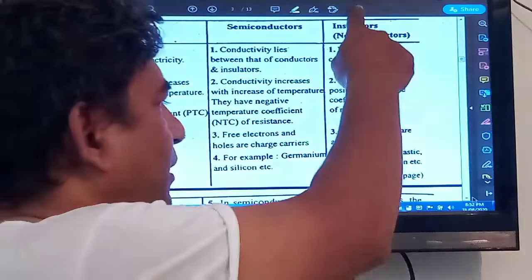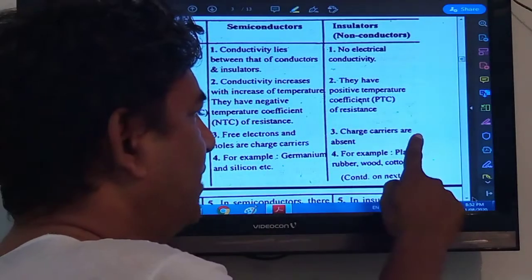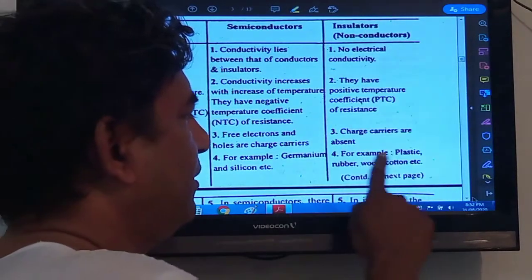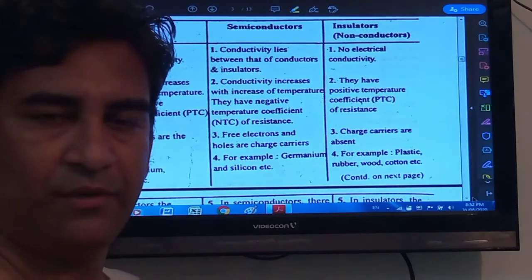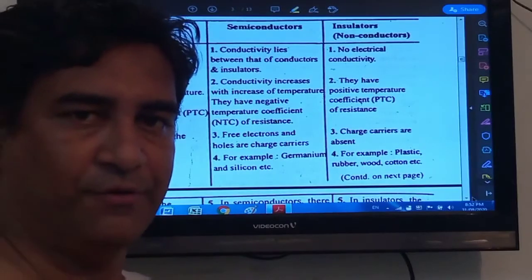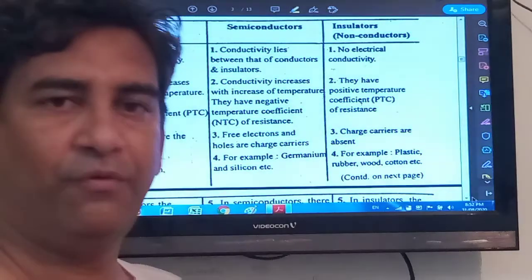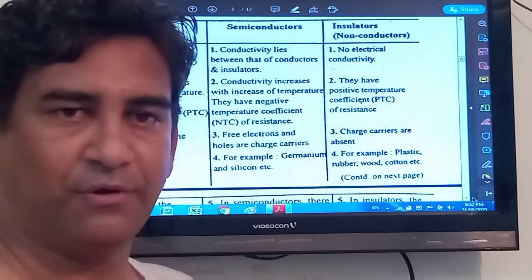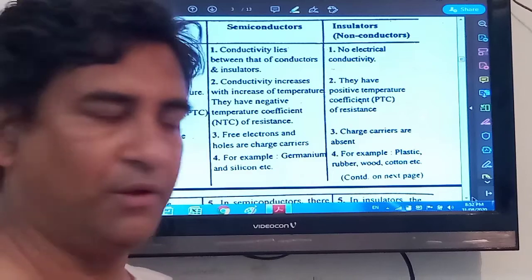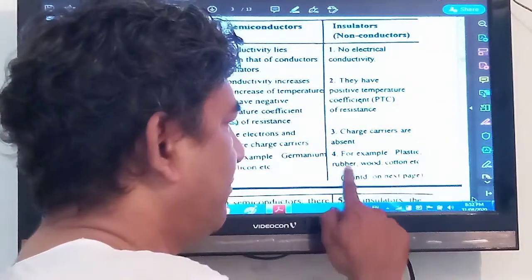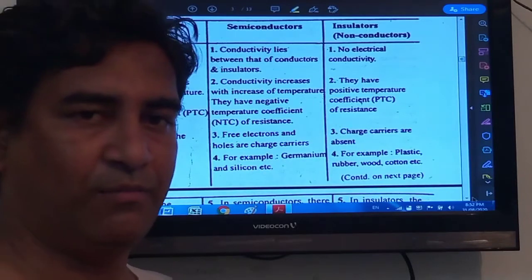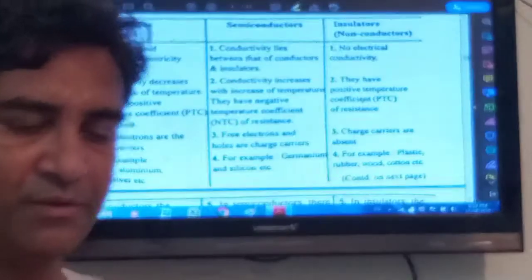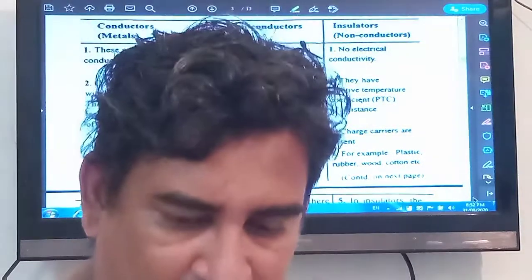Then the insulator: the charge carriers are absent. Examples: plastic, rubber, wood and cotton. These are examples of insulators, because there will be no flow of current. You have plastic, rubber, wood and cotton. The current is not able to flow through that particular body or substance. Okay. Then we will conclude here.